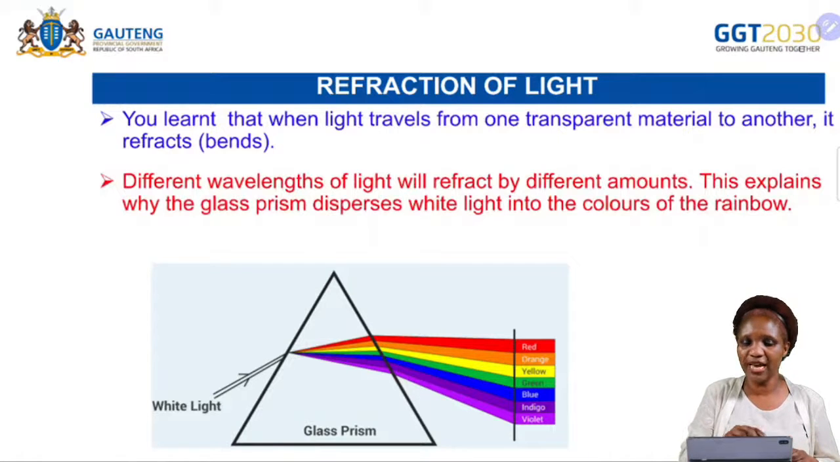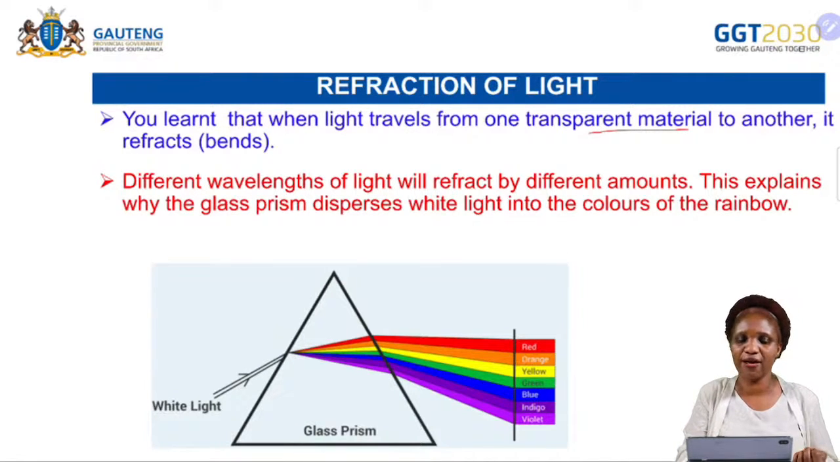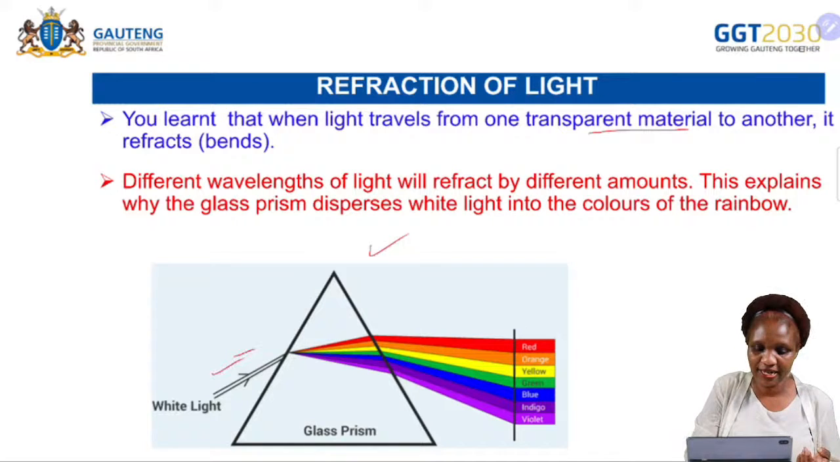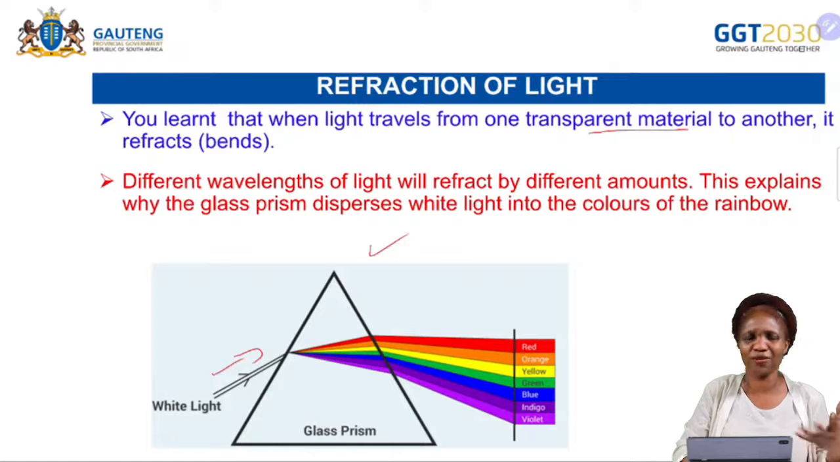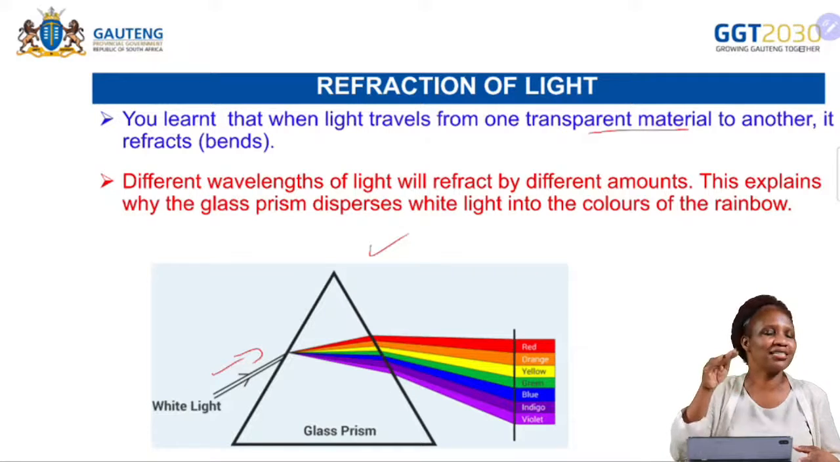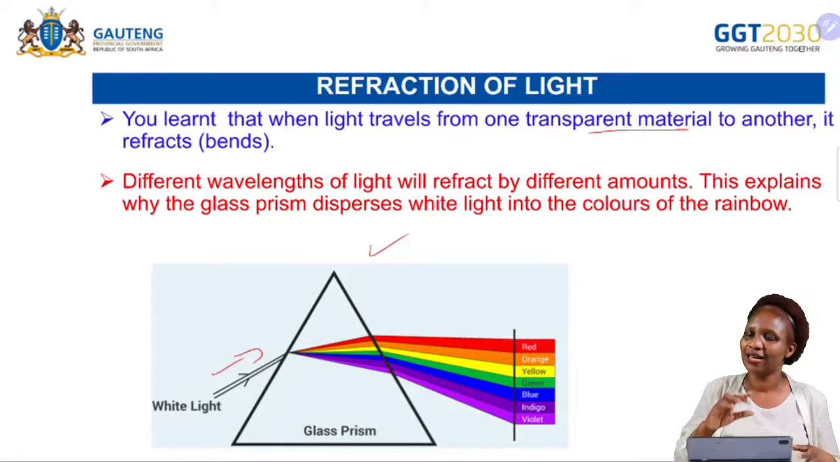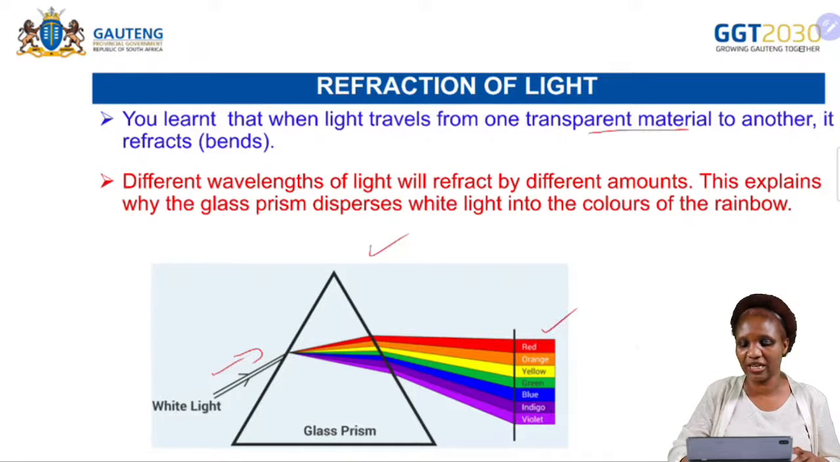Okay, and then you have already learned that white light travels from one transparent material to another. It refracts, that is, it bends. We've got a good example here. We've got a picture of a glass prism. White light is striking the glass prism, and then what's happening? It is refracting. It is bending. Okay, it refracts. When it bends, then it disperses. Then we are seeing the colors of the rainbow. This is red, orange, yellow, green, blue, indigo, and violet.